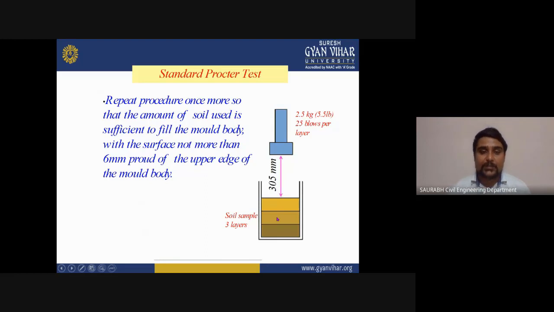Repeat the procedure once more, and then once more, so that the amount of soil used is sufficient to fill the mold body, with the surface not more than 6 mm proud of the upper edge of the mold body.